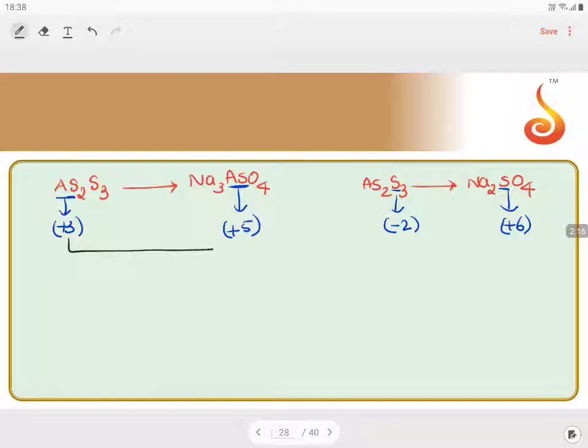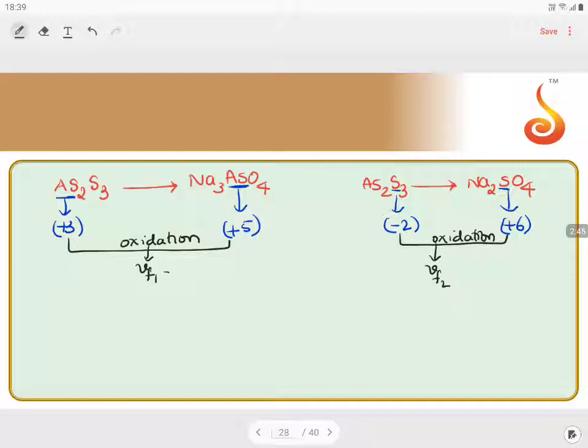Now let us do a small change in this one. If I am taking this particular process, 3 to 5 is oxidation. There is no doubt in this. -2 to +6 is also oxidation. There is no doubt in this. So both are undergoing the same process. Two atoms in the same molecule undergoing the same type of process, oxidation. So the oxidation of arsenic is taken as valency factor 1. Oxidation of sulfur is taken as valency factor 2.